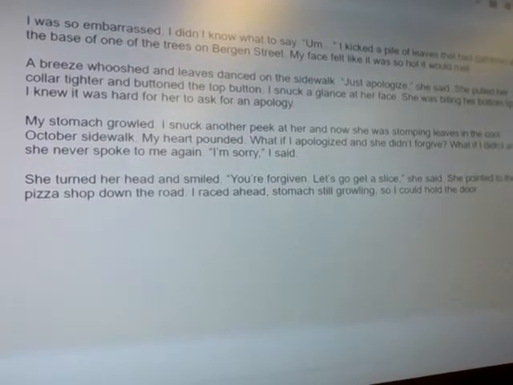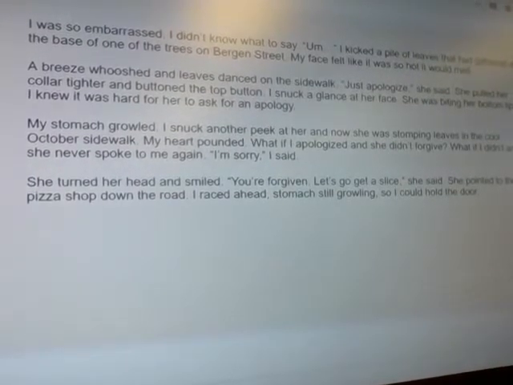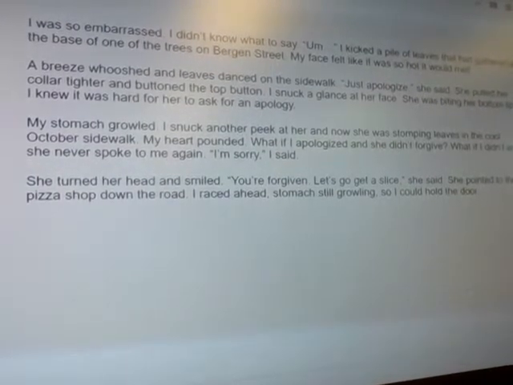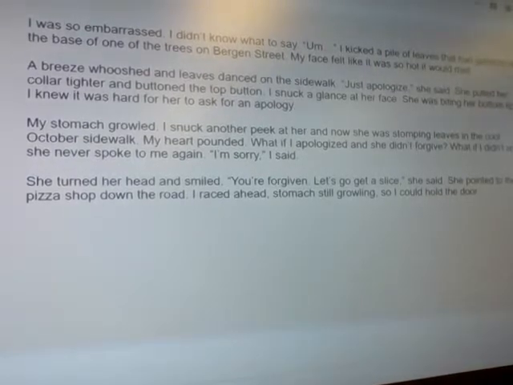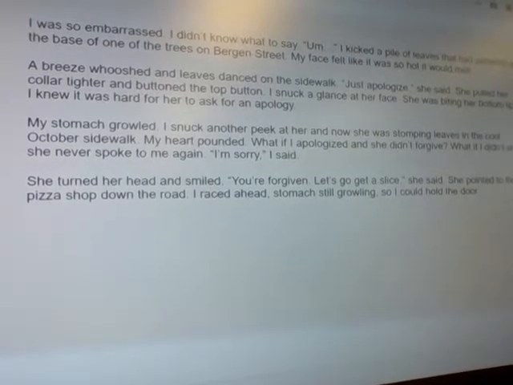I was so embarrassed I didn't know what to say. I kicked a pile of leaves that had gathered at the base of one of the trees on Bergen Street. My face felt like it was so hot it would melt. A breeze whooshed and leaves danced on the sidewalk. Just apologize, she said. She pulled her collar tighter and buttoned the top button. I snuck a glance at her face. She was biting her bottom lip. I knew it was hard for her to apologize.